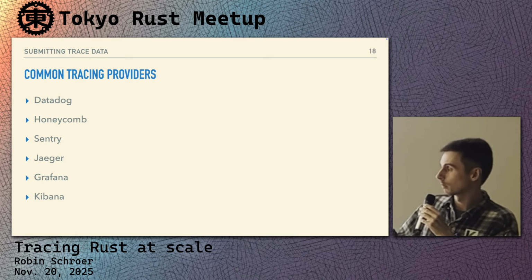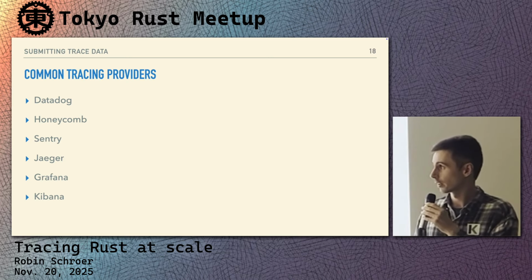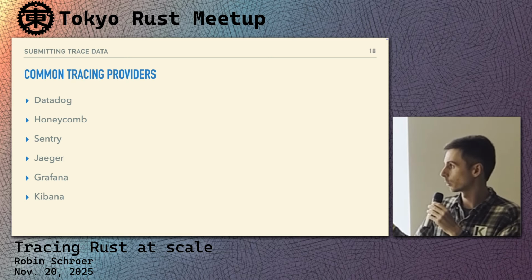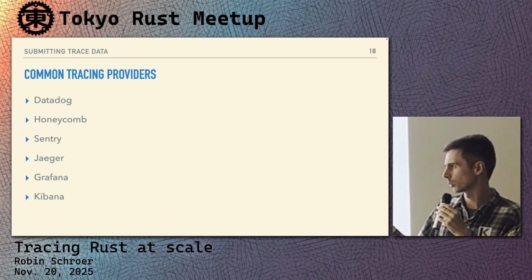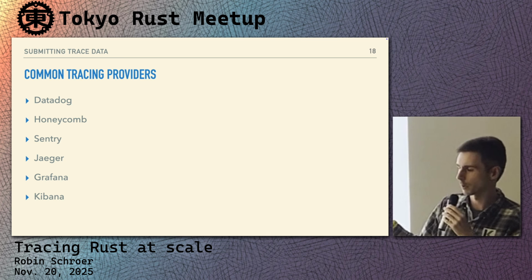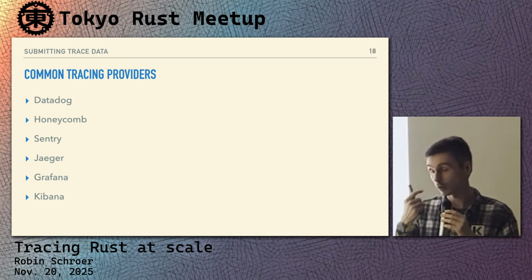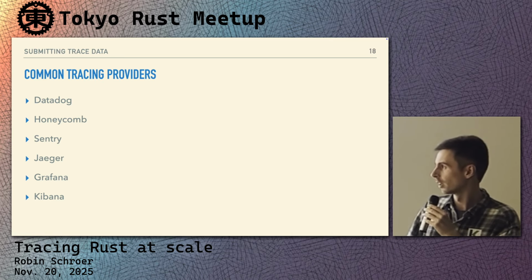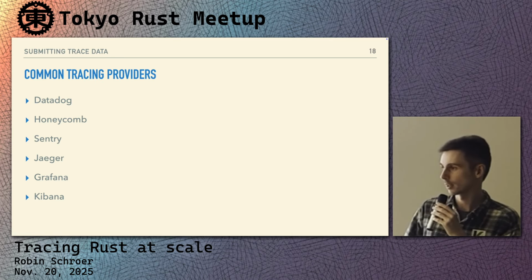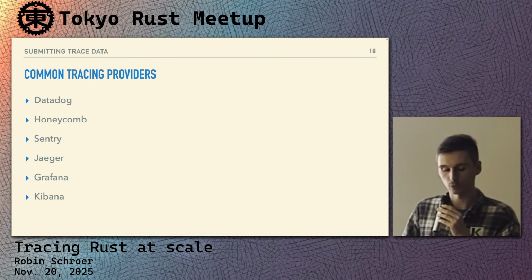So these are some commonly used tracing providers. We have Datadog, we have Honeycomb, we have Sentry, which are hosted paid options. We have Jaeger, Grafana, Kibana, which you can run yourself or probably also pay someone to run for you. And all of these do accept OpenTelemetry data. But we'll talk specifically about Datadog because that's what we use here at KOMOJU and what I personally think is the strongest product offering.